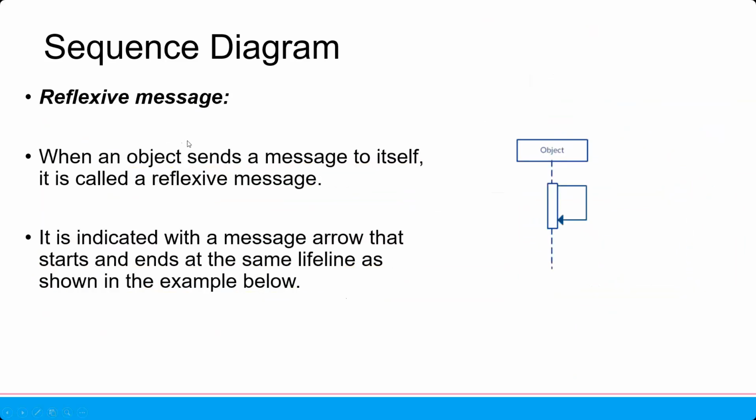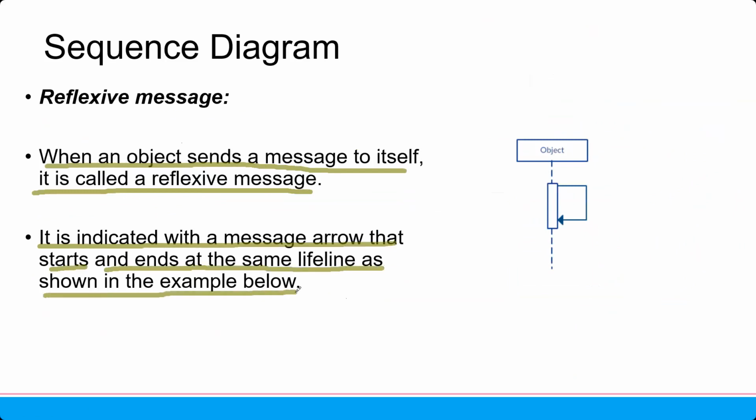There might be a reflexive message. When an object sends a message to itself, it is called a reflexive message. It is indicated with a message arrow that starts and ends at the same lifeline, as shown in the example below. So if you start something and then at the end you send a message to yourself, it is a reflexive message.